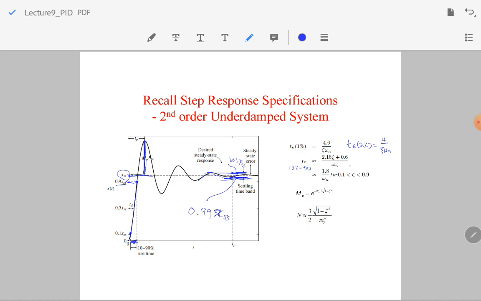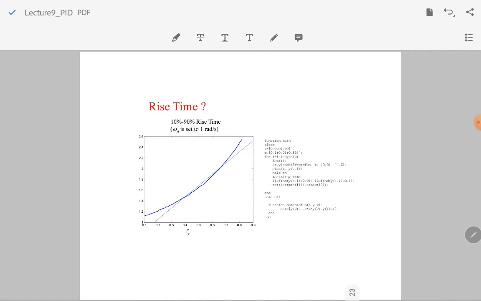So this capital N is the number of oscillations before the settling time, and it is approximately 3/2 times the square root of 1 minus zeta squared, divided by pi zeta. This is what we learned either in ME 3333 or in controls. When we give a step input, that's what the response will look like.